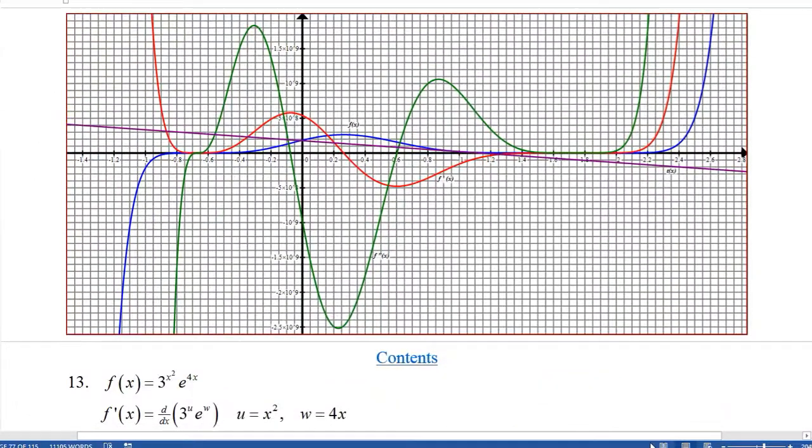Okay, so come back in the next video and let's look at this function here, 3 to the x squared times e to the 4x. So if you haven't done that one already, you might try that before you start the next video. Find its first derivative.